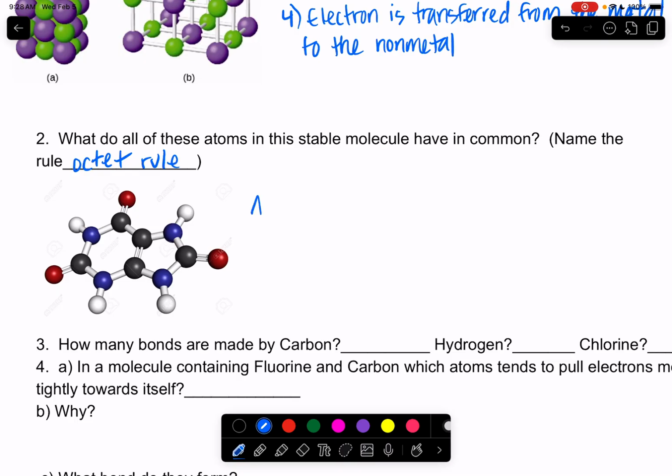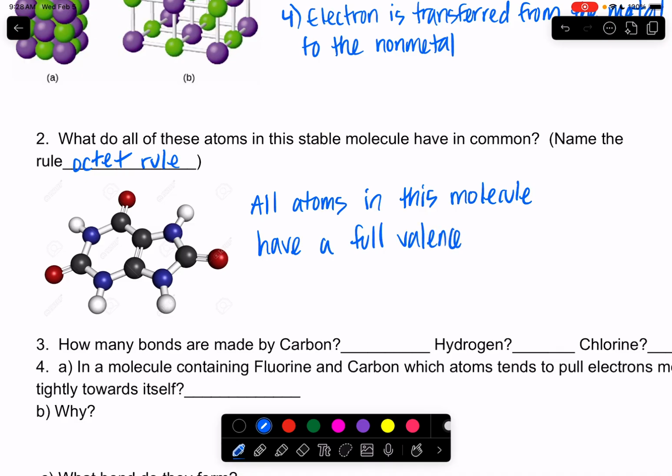But pretty much all atoms in this molecule have a full valence shell. So they all like to have 8 electrons around them. There's a couple exceptions, like hydrogen just wants to have 2, but it still has a full valence shell.